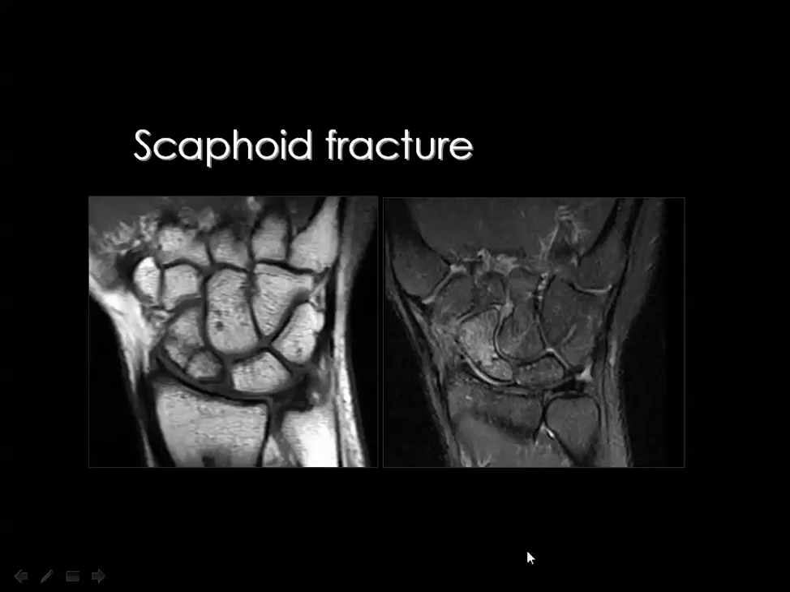By MRI, you can see the fracture line in the T1 weighted image, and you can also see the post-traumatic bone marrow edema of the scaphoid bone.